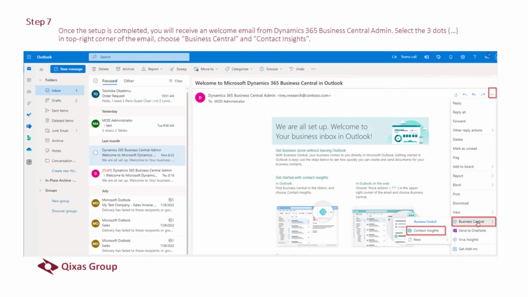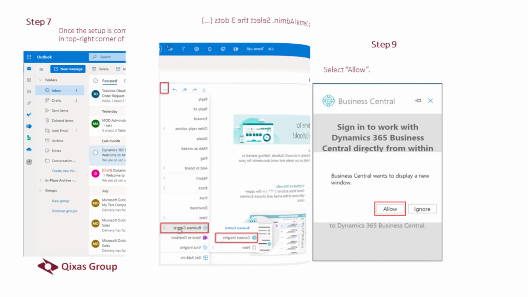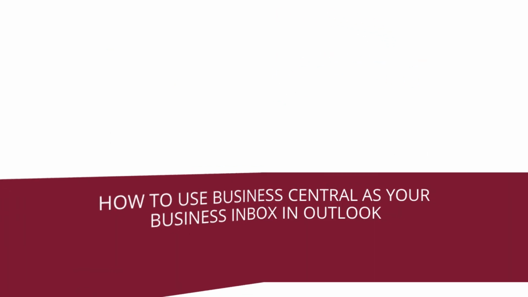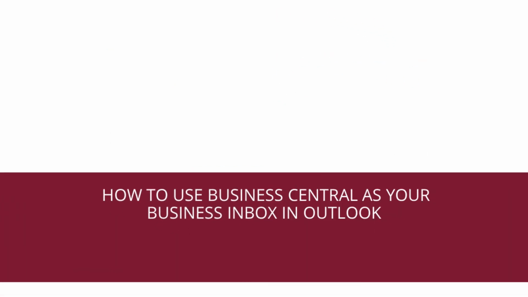Step 7. Once the setup is completed, you will receive a welcome email from Dynamics 365 Business Central Admin. Select the three dots in the top right corner of the email, choose Business Central and Contact Insights. Step 8. A Sign In Now window will pop up. When you select Sign In Now, a browser window opens and will ask you to sign into Business Central. Step 9. Select Allow. Now we will look at how to use Business Central as your business inbox in Outlook.